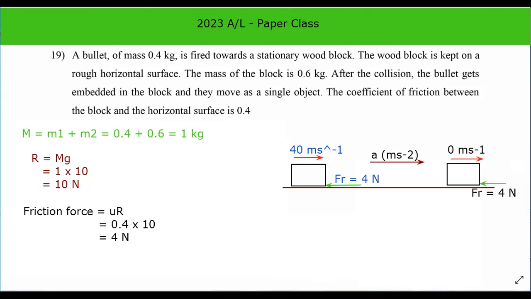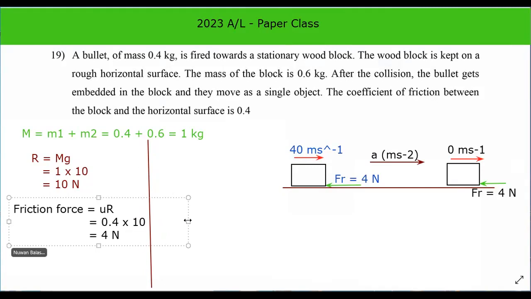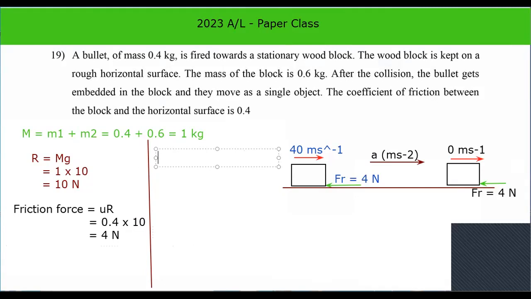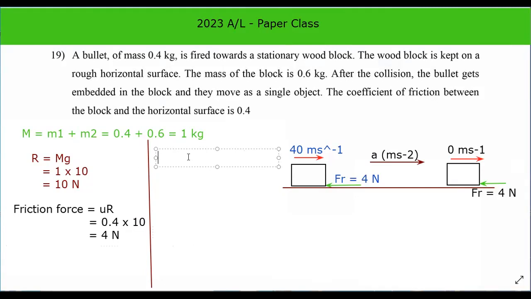Whether we want to find acceleration or deceleration, we should apply F equals ma. By applying F equals ma, we can find the acceleration or deceleration, right? So that's the method. Can you hear me properly? Yes, sir. Thank you very much. So let me apply F equals ma to this object.